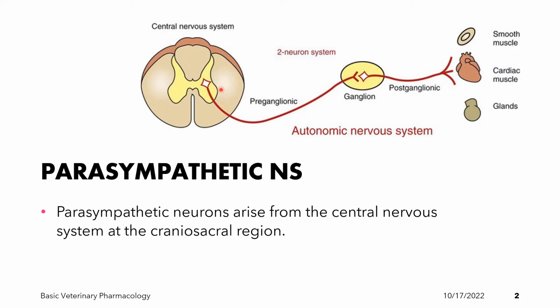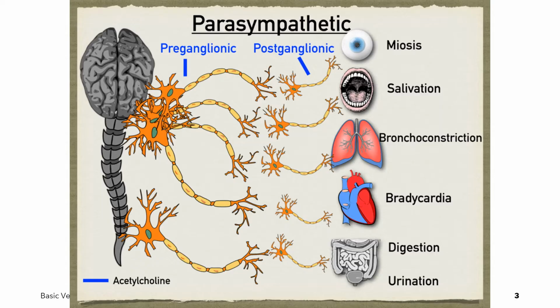So we have here our preganglionic and the postganglionic neuron, and this is a spinal cord. This is a CNS, and we have here our preganglionic neuron, a ganglion, and the postganglionic neuron, and these are the effector organs. This is another diagram of the parasympathetic nervous system.